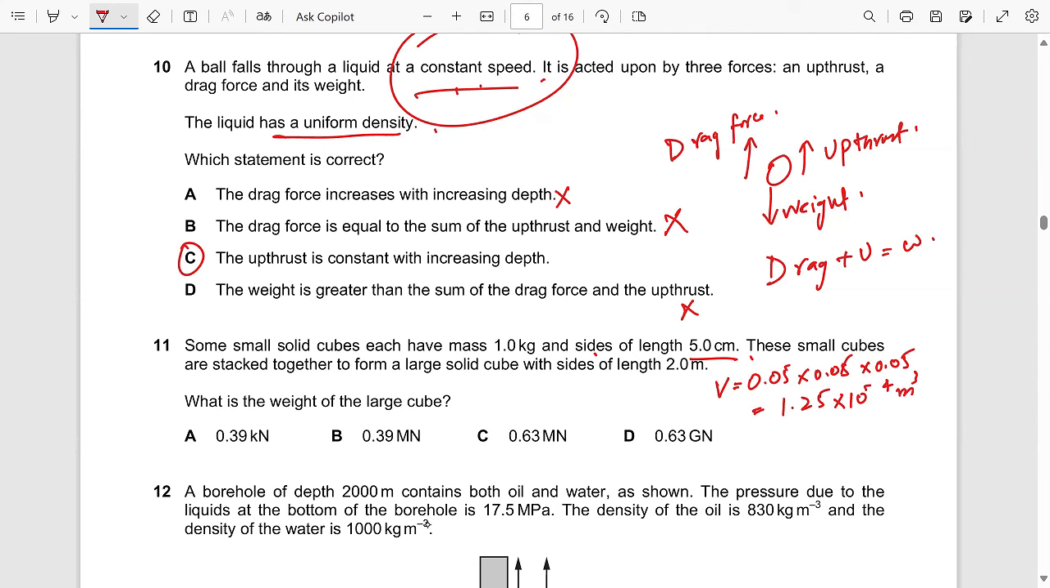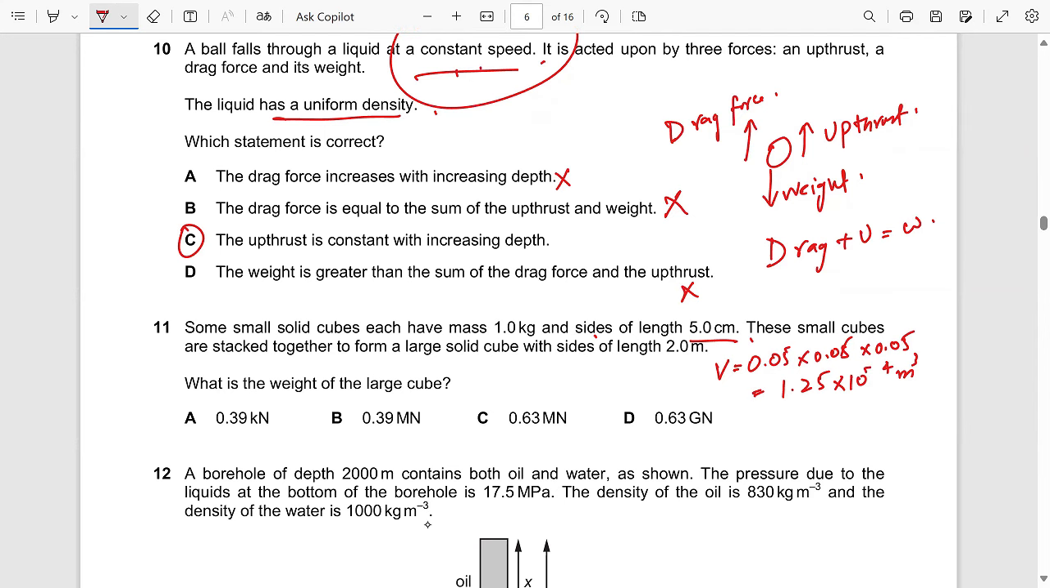I'm talking about one cube. Now the larger cube has sides of length 2 meters, so its volume is 2 cubed, which is 8 meter cube. Now you divide this bigger volume by the smaller volume, and you get the total number of smaller cubes. So the number of smaller cubes is going to be 8 over 1.25 into 10 raised to power minus 4. And this comes out to be some number of smaller cubes, right?